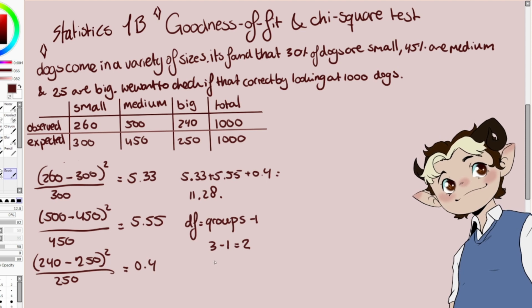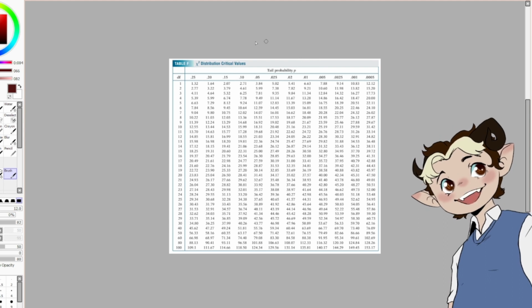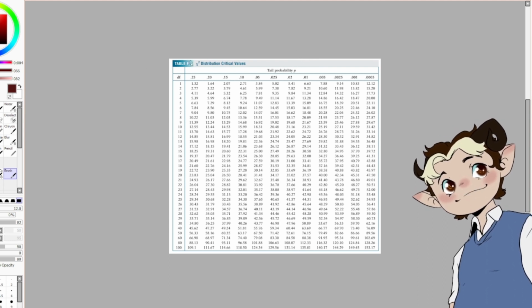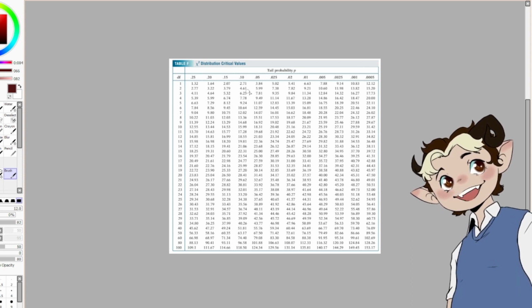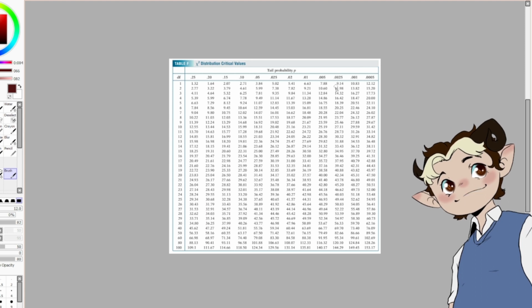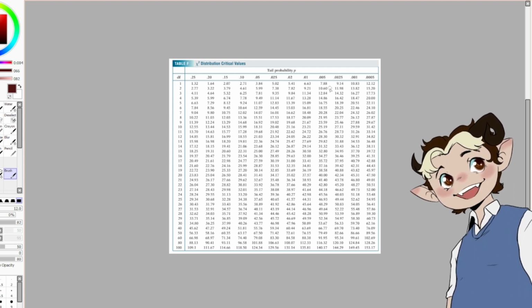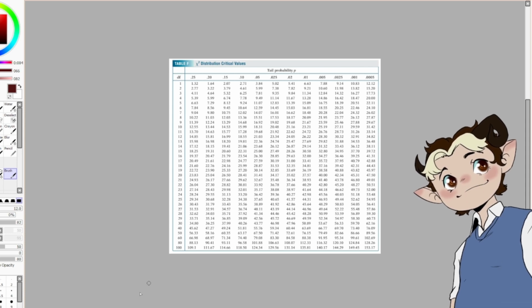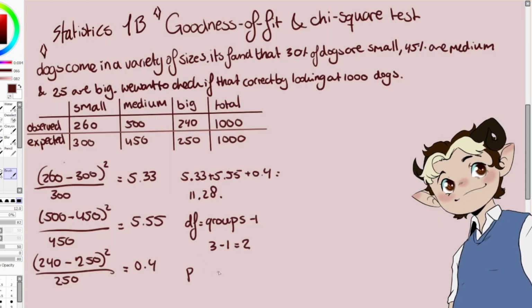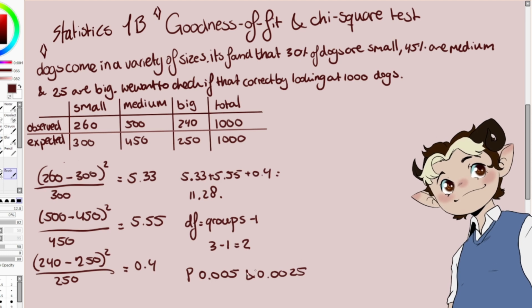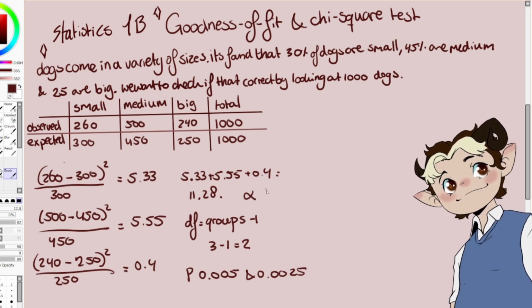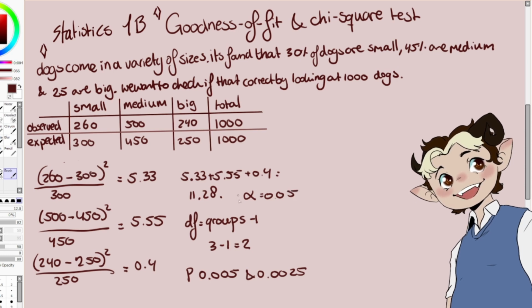And now we're going to look at a different table than normal. We're going to look at our chi-square table. We see that our degrees of freedom is 2, so we're just going to look up until we find our value. We see that the P would fall between 0.005 and 0.0025, which is smaller than our 0.05 alpha level.